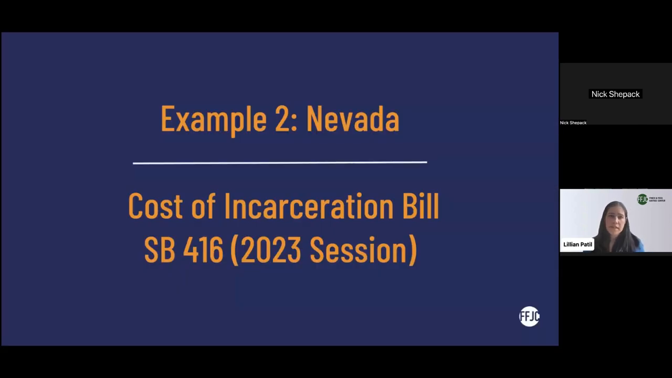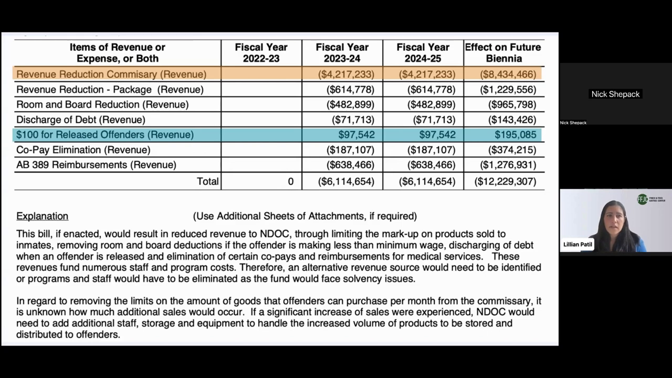We're going to, for the sake of time, look only at Nevada as an example of thinking through these tips for responding to fiscal notes. We're going to go back to that cost of incarceration bill, and for the sake of time, I'll zone in specifically on how we responded to NDOC's estimate of how much revenue loss it would cost them to limit commissary markup to only 5%.